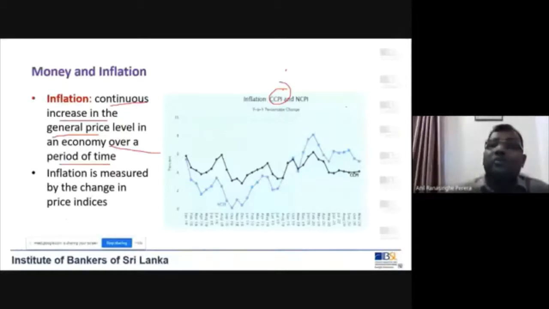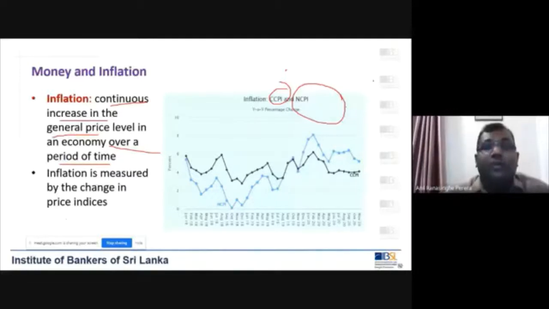And also, we have another index called NCPI, the National Consumer Price Index, where we calculate the prices based on various centers in Sri Lanka. All 9 provinces are captured in the National Consumer Price Index. So based on this CCPI or NCPI, we calculate the inflation rate. In this chart, we have the inflation numbers and the line. If you look at it, the blue line is the CCPI, and the light blue line is the NCPI.